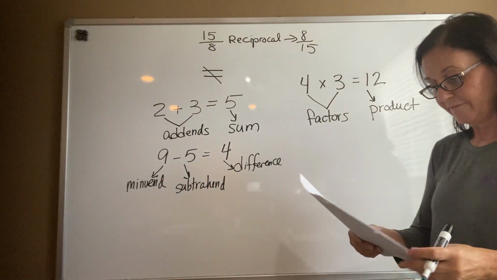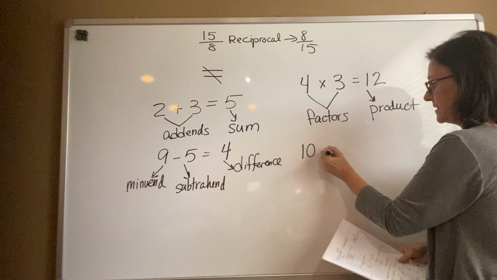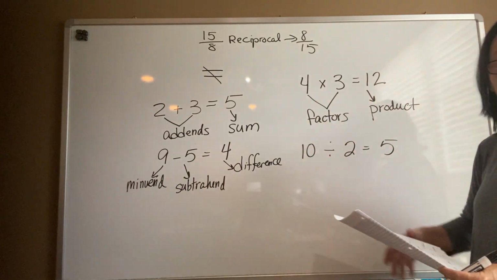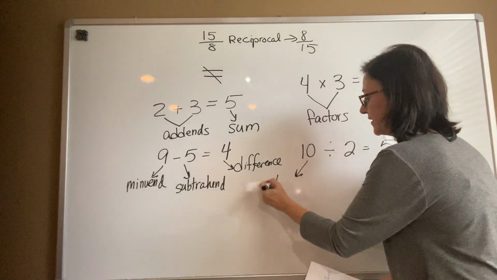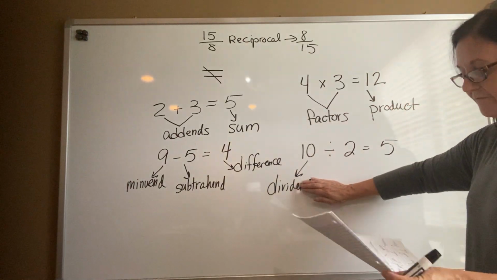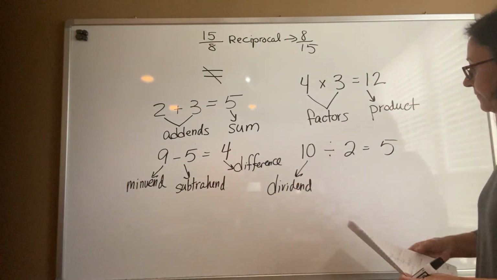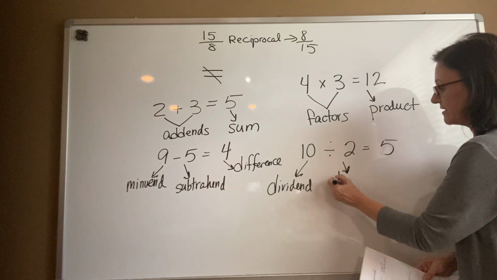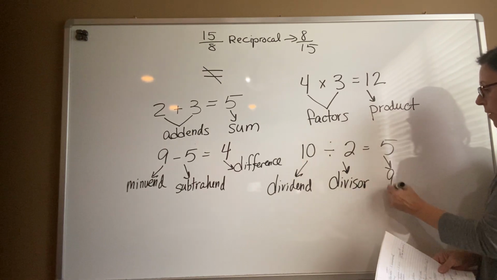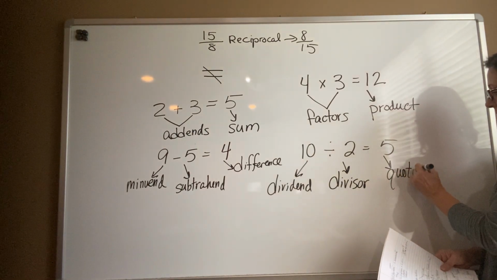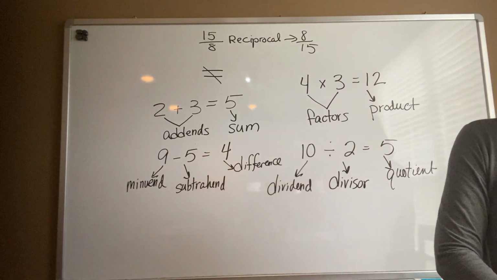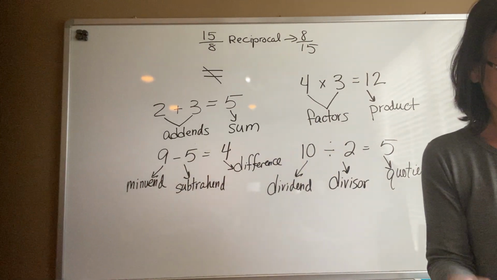All right, when we're dividing, it's different. 10 divided by 2 equals 5. This is what we're dividing up. It's called the dividend. We're dividing it up. You see the word divide in it. We're dividing it up by the divisor to get the quotient. So the result of division is the quotient.